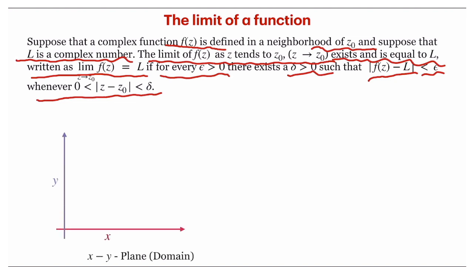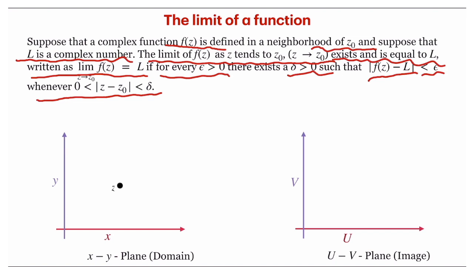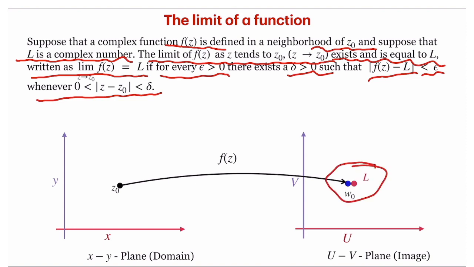We have an xy plane, the domain of a complex function, and a UV plane, which is the image of the complex function. We have a point z0 in the domain which is mapped to w0 in the image plane through the function f of z. Now we have a limit. It need not be the same as w0. In general, it could be different. Later we will see that in the case of continuity, both will have to be the same. For the definition of a limit of a function, you don't need them to be the same.